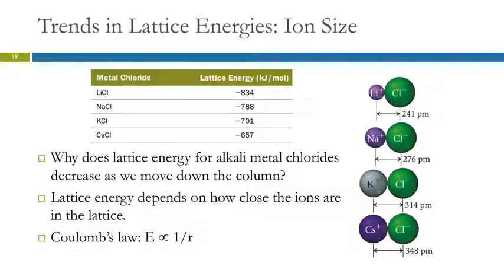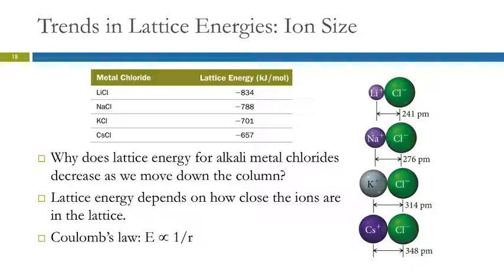So there are trends in lattice energies, and one of those is ion size. If we look at the metal chlorides, lithium, sodium, potassium, and cesium chloride, the anion here is the same. The metals here are all alkali metals. And we can look at the lattice energy, which other people have figured out. Minus 834, minus 788, minus 701, minus 657. So the lattice energy is getting smaller. We're going down a group here. Why is the lattice energy getting smaller? We're releasing less energy when that solid forms.